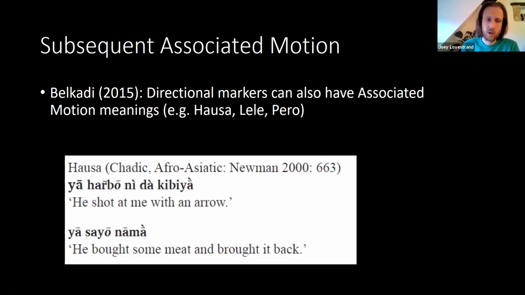So here's an example from Newman's Grammar of Hausa. The directional form is the ending -o on the verb. So the verb harbo, shot, in the first example, that's shoot with a directional form: shoot at me, shoot towards the deictic center, being the speaker. But in the second example with the verb to buy, with the same -o suffix, what we get instead of directionality is what can be interpreted as motion after the action of buying. So he bought and then came back. So it's a subsequent motion interpretation.